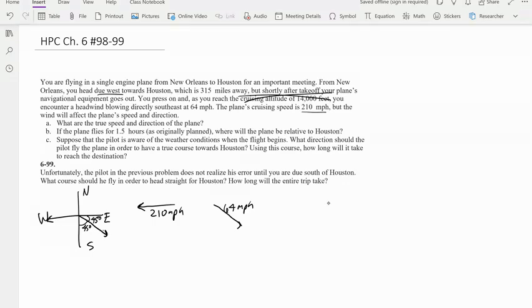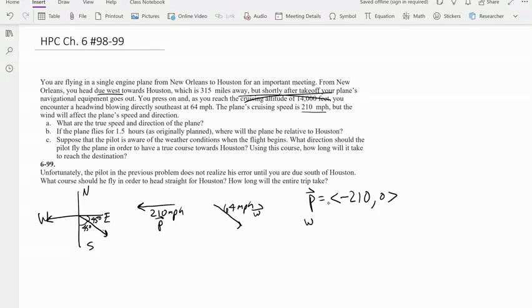So this is your plane's vector. This is your wind vector. And the resultant gives you what direction and speed the plane is actually traveling in. You're trying to head west, but the wind is going to affect that. So your plane's vector is going to be, and this one should be easy, you're going backwards 210, up 0.